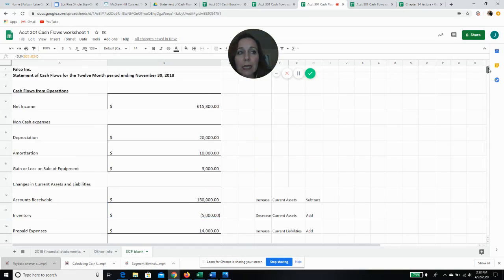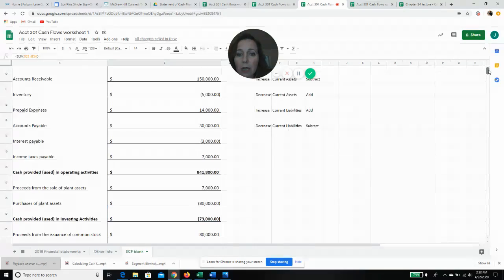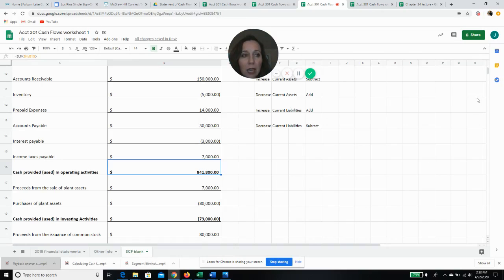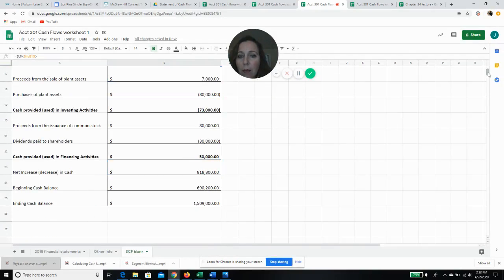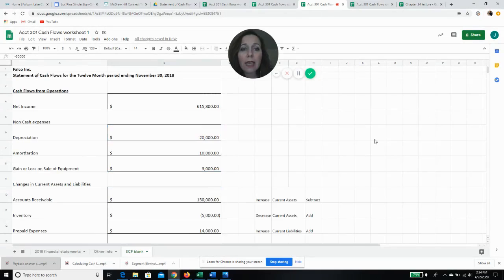If I was explaining this on my project, I would say we had cash flow from operating activities of $841,800. I'd probably just round it, say 842,000, plus cash received from the issuance of stock of 80,000, partially offset by the purchase of plant assets for 80,000 and the payment of dividends of 30,000. Okay. If you're not doing cash for your project, then that becomes less relevant for you. But that is basically it for the statement of cash flows.